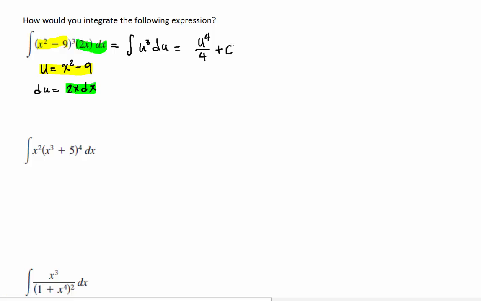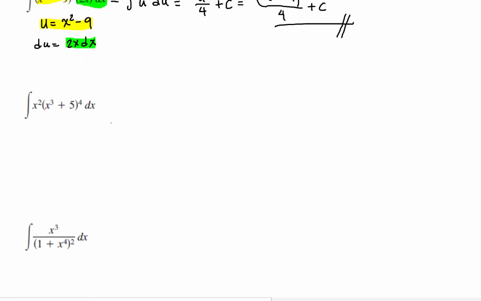But nobody asked you about the integral with respect to u, so you take back your substitution and write it in terms of x. So you get x squared minus 9 instead of u, to the 4th over 4, plus c. And that's going to be your answer. That's your antiderivative. And you can check that if you take the derivative of this expression using the chain rule, you get the expression inside of the antiderivative. So that is how you undo the chain rule. So now let's move to the next one.